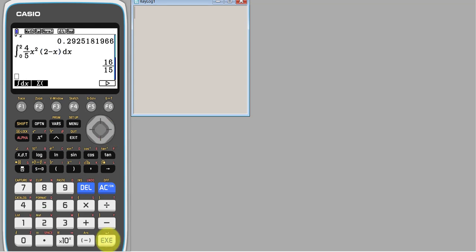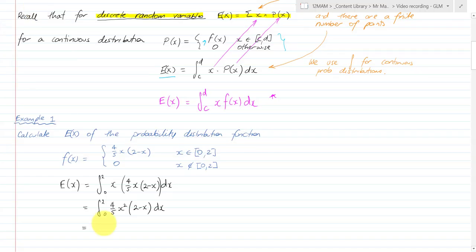Now this is an expected value, so it doesn't have to be between 0 and 1. It's not a probability, it's an expected value. 16 over 15 is pretty close though, but remember, I don't know exactly what the function looks like. The original function was a cubic, but it's in the range 0 to 2, so it looks something like this. We don't know a great deal about it, except that our expected value should be somewhere between 0 and 2, and it's 16 over 15, which is a little bit greater than 1. That makes sense. We're happy with that.